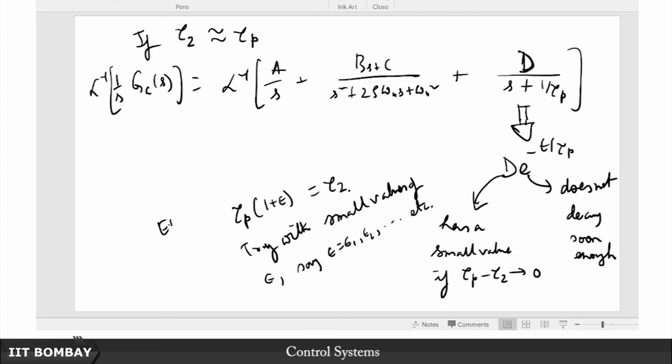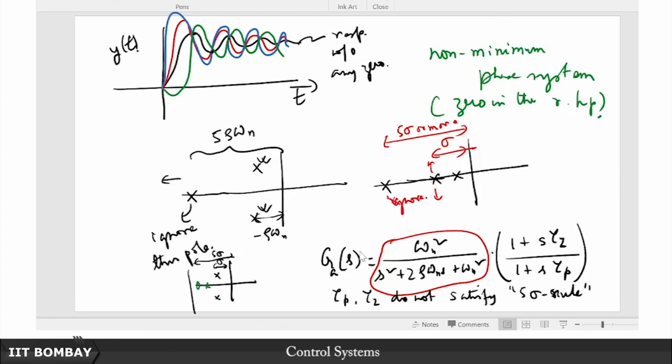As you keep making this epsilon smaller and smaller, you see that the value of D decreases. So even though this third mode, this additional mode due to this extra pole, may not decay soon enough, because of this residue being small, its effect is hardly perceptible. It is almost negligible, is what we say. So in such cases, even if this 5 sigma rule is not satisfied, you might still be able to approximate this sort of a system as a second order system. That provides us with enough incentive to study these performance metrics of second order systems.